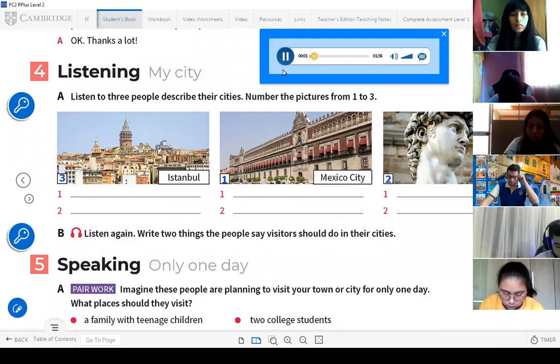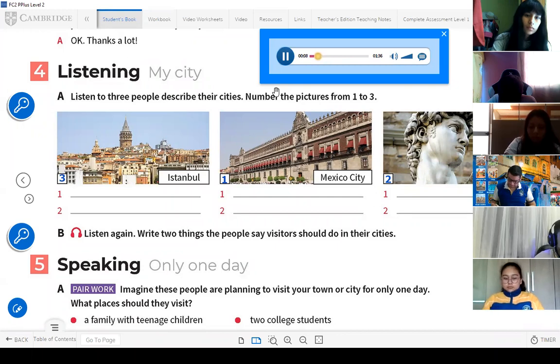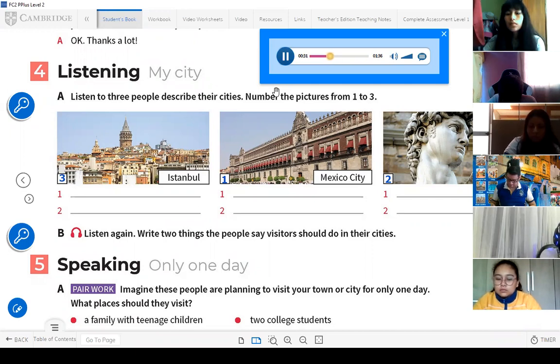Page 77, Exercise 4. Listening. My city. 1. I live in Mexico City. It's a fantastic city. There are a lot of interesting things to do in Mexico City. I think people should visit the main square. It's called the Zócalo. And it's really, really big. I also think that people should go to the top of the Pyramid of the Sun. There are 250 steps to the top, but the view is fantastic.